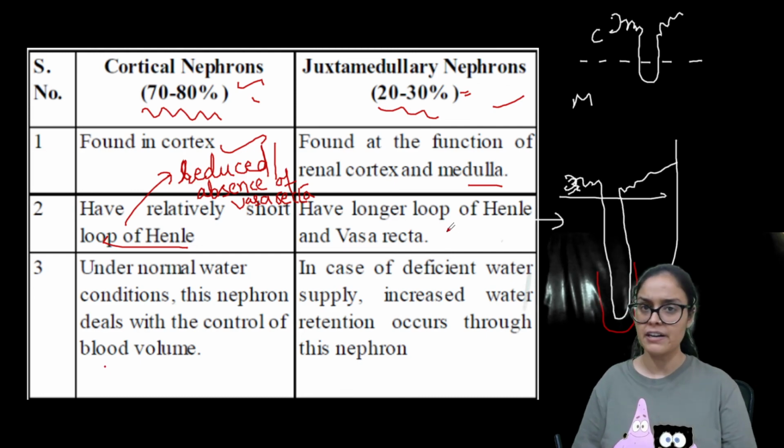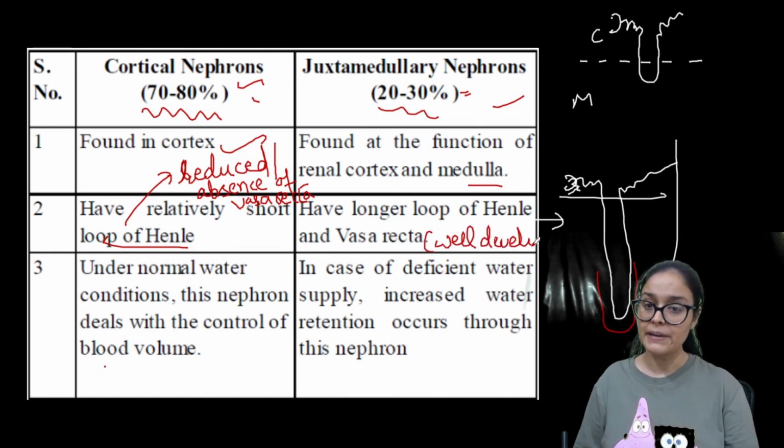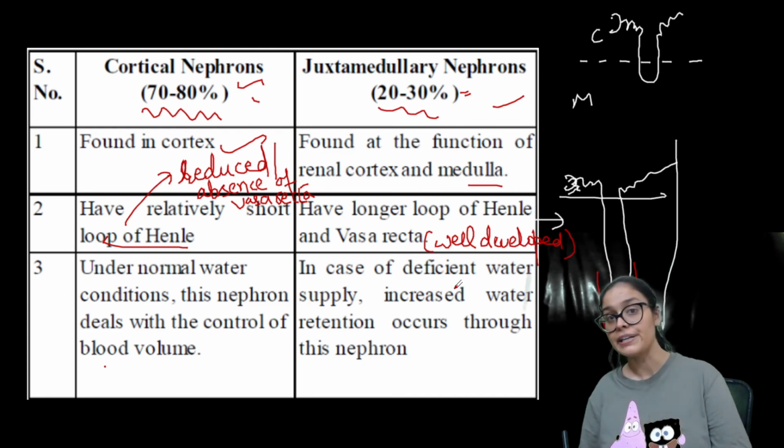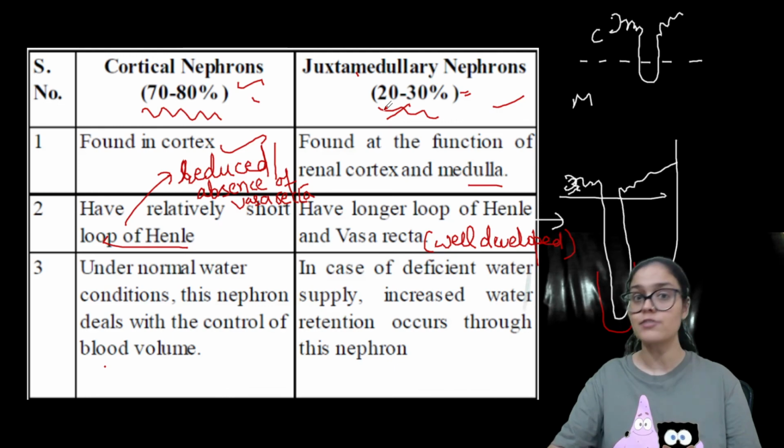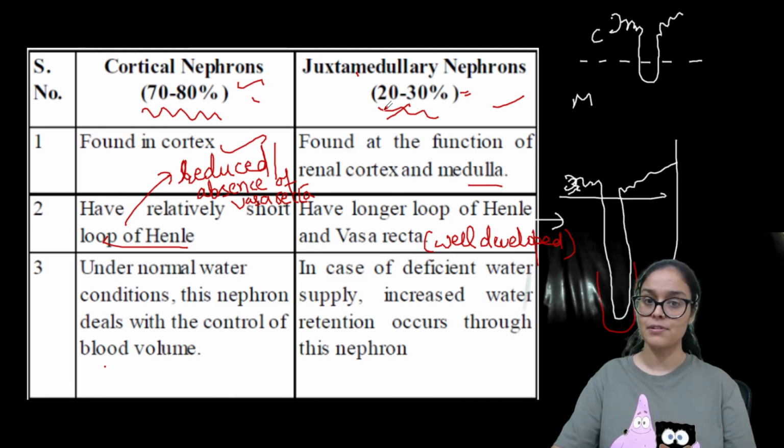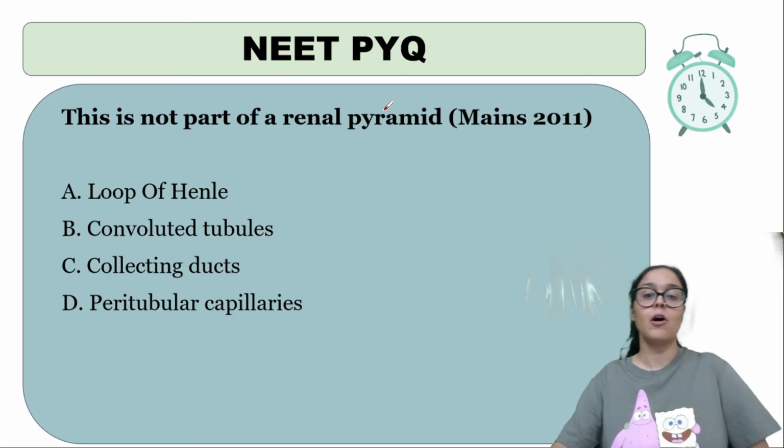Vasa recta is a blood vessel, part of the peritubular capillaries, right? So vasa recta is well developed here, and it will be helping to form concentrated urine. Juxtamedullary nephron helps in the formation of concentrated urine, that you have to remember, right? That's all. This is all about this chapter.